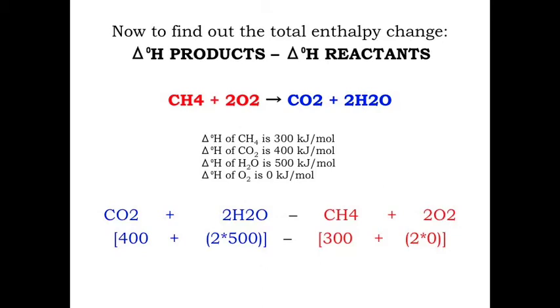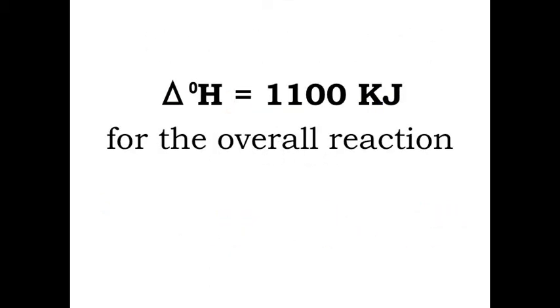Now for the product side, we see that we have to add CO2 plus 2H2O. Given the delta H, we see that's 400 plus 2 times 500. For the reactant side, we see that we have to add CH4 to 2O2, and that's 300 plus 2 times 0, given the delta H. Now after all the calculations, we can get that the delta H for the overall reaction is 1100 kilojoules.